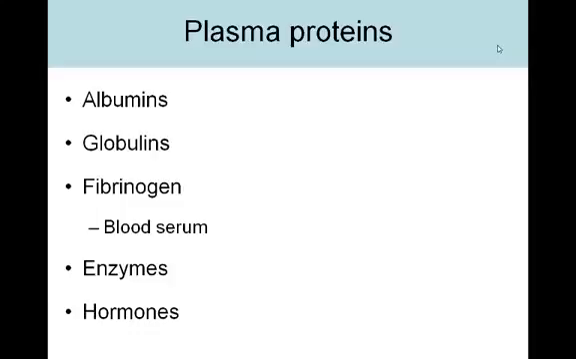And last but not least, hormones. Now, not all hormones are made out of protein. Some hormones are made out of lipids. But to give you a few examples of some proteins that we could find in blood plasma that are hormones would include insulin, which helps to regulate blood glucose levels. Actually, I think that's probably the best example right there.